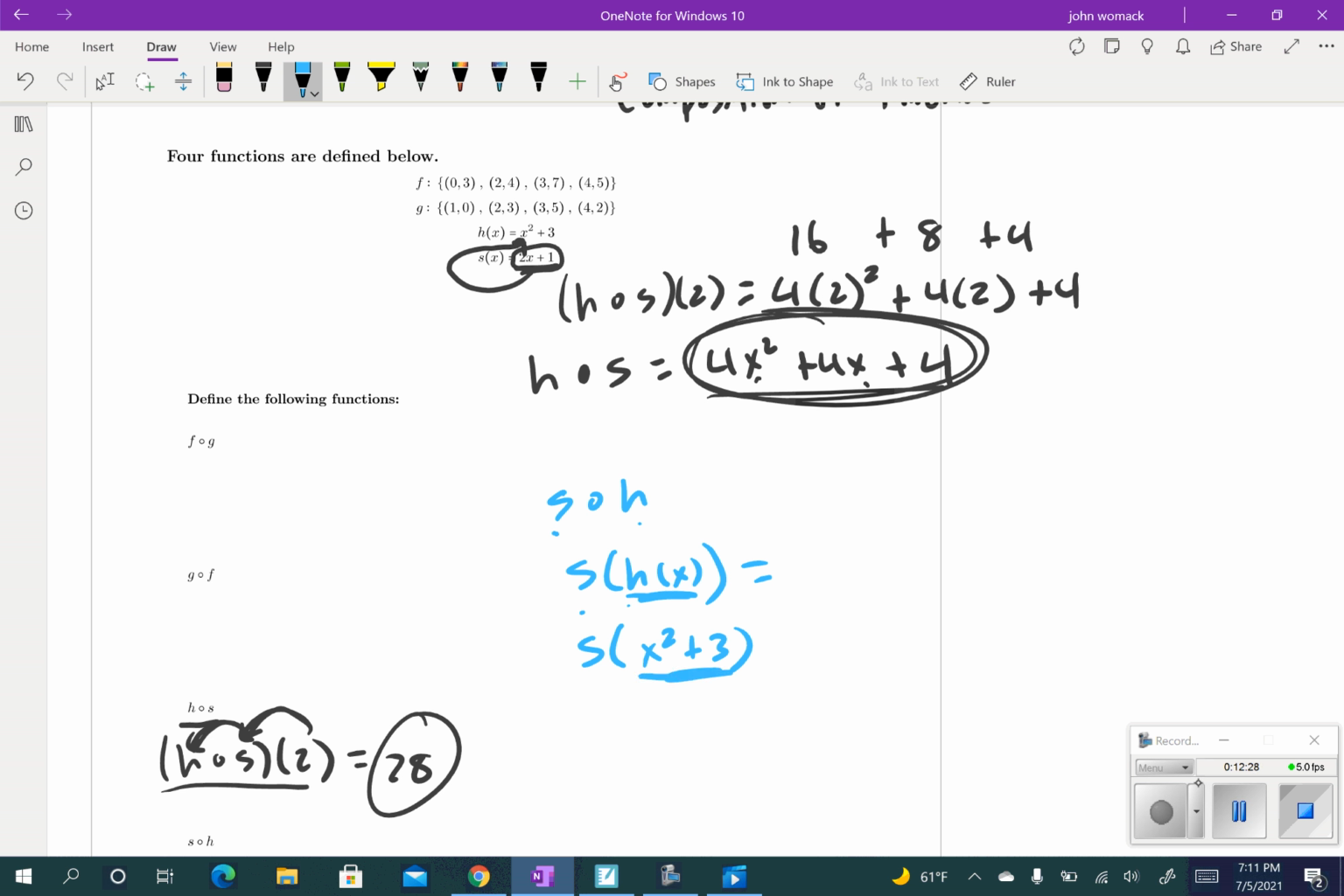Now take x squared plus 3 and come up to s, and in place of the x, we're going to plug in that x squared plus 3. So I'd have 2 times (x squared plus 3) plus 1. And that's my answer. Again, if they ask you to simplify it, you would just distribute that 2 through the parentheses: 2x squared plus 6 plus 1. So s of h is equal to 2x squared plus 7. Okay, that's what it works out to be.